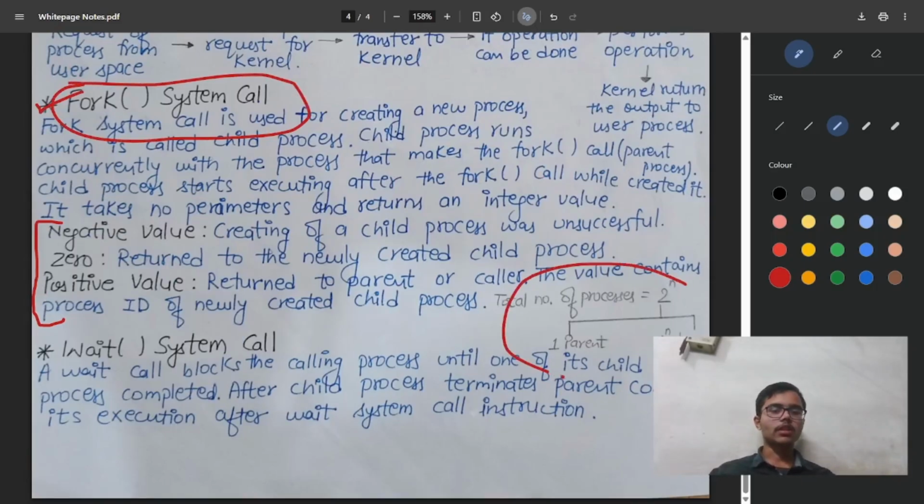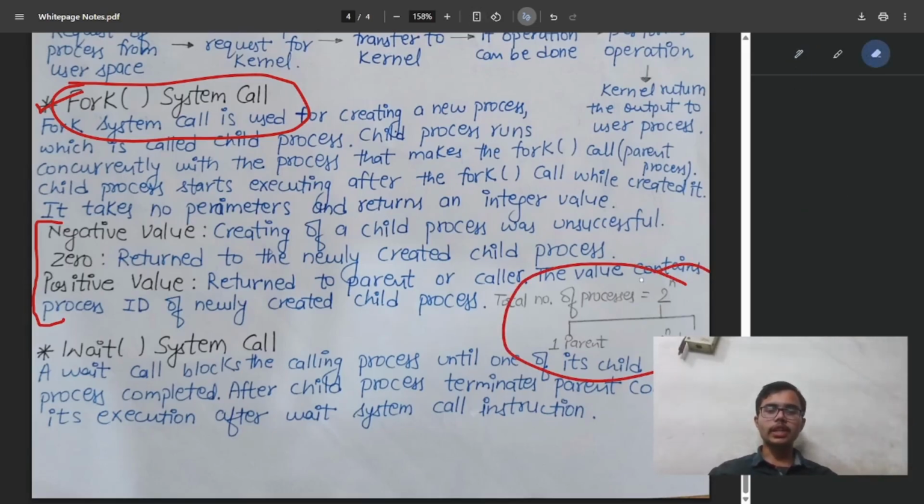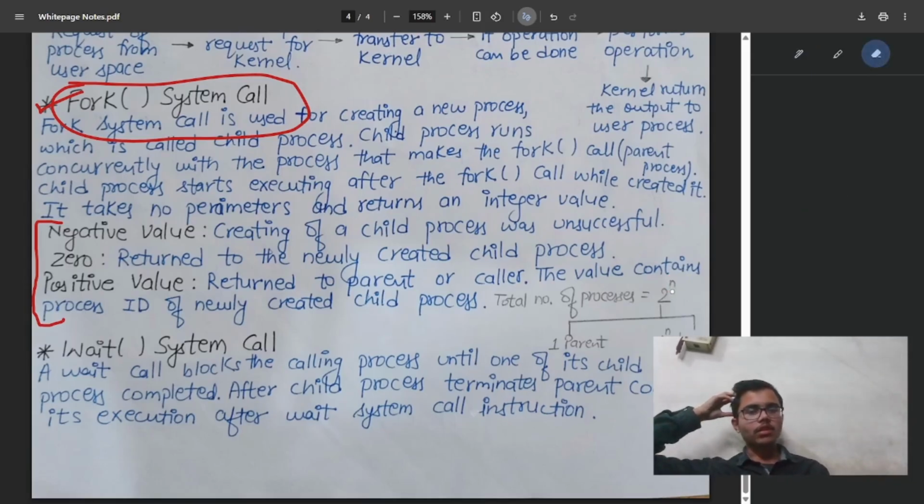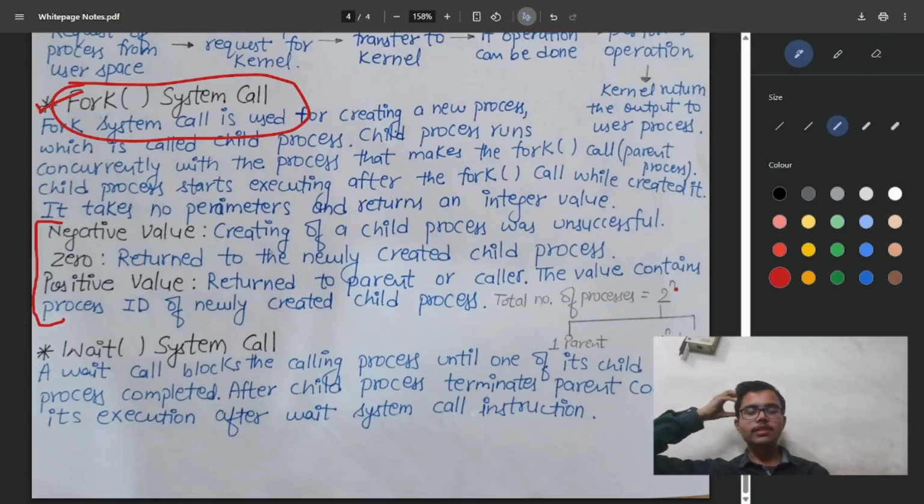This is a formula which I have written, but if a question becomes more tricky, you don't have to apply this formula, you have to do it manually. The total number of processes, according to the number of fork system calls n, is 2 to the power n. Like if there are 5 fork calls, 2 to the power 5 means 32 total processes are created. If a question asks how many child processes are created, it is 2 to the power n minus 1, that means 2 to the power 5 minus 1, which is 31 child processes. How many parent processes are created? Only one parent process is created.